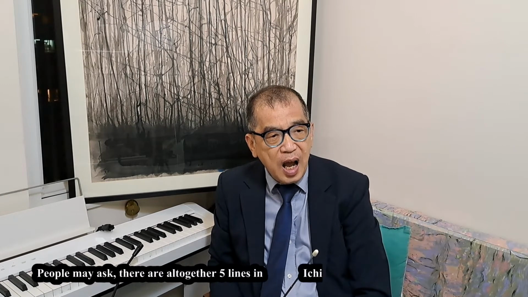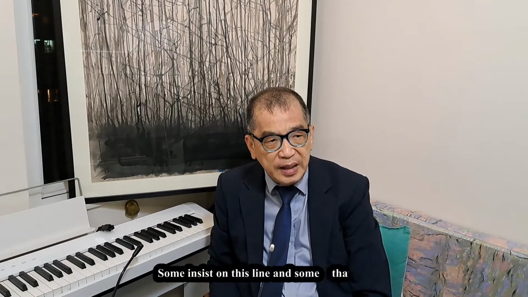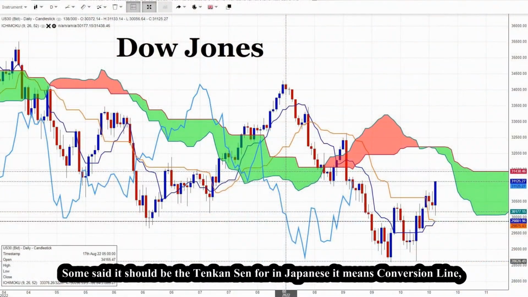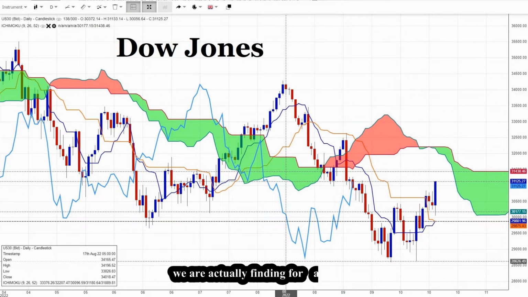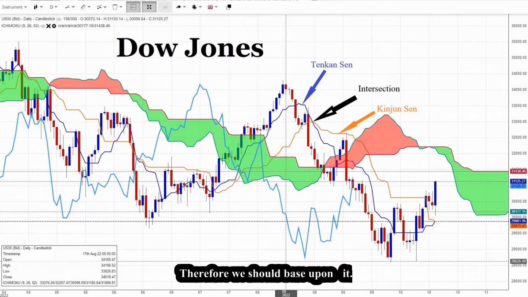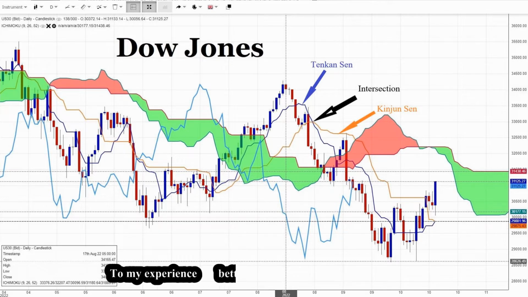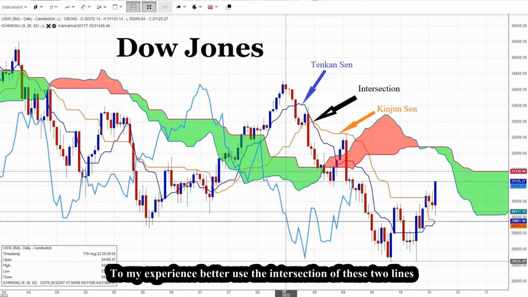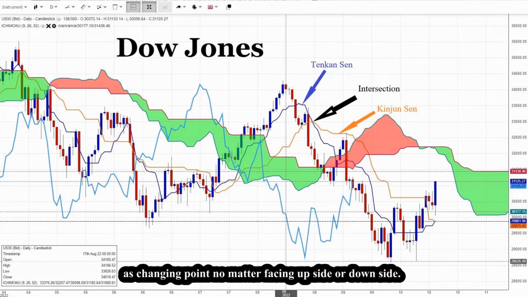People may ask, there are altogether 5 lines in Ichimoku. Which line is the most important? Some insist on this line and some on that line. Some said it should be the Tenkan Sen, for in Japanese it means conversion line. We are actually fighting for a change. Some said it should be the Kinjun Sen, for in Japanese it means baseline. Therefore, we should base upon it. Actually, in different wave conditions, they have different performances. In my experience, it is better to use the intersection of these 2 lines as the changing point, no matter facing upside or downside.